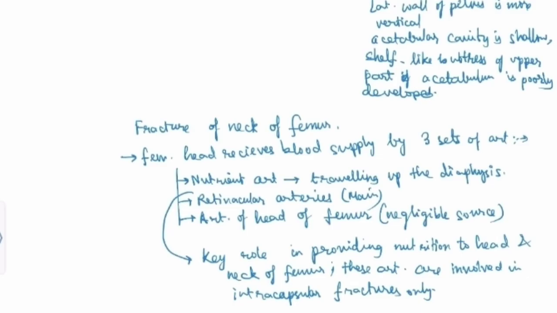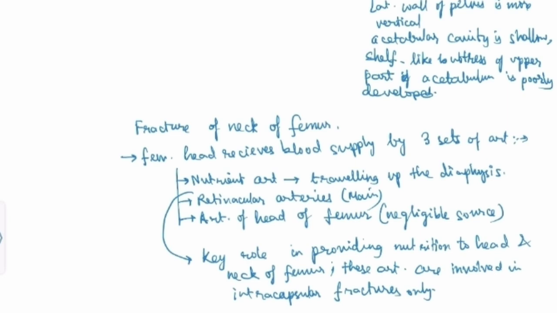So coming on to the fracture of the neck of the femur. The femoral head mainly receives blood supply from three sets of arteries. The nutrient artery, which travels up the diaphysis, and the retinacular arteries, which we have already discussed. Mainly the medial circumflex femoral artery and lateral circumflex femoral artery travel along the retinacular fibers. So they form the retinacular set of arteries, which is the main source of nutrition for the neck and head of femur. The artery of the head of femur is a very negligible source.